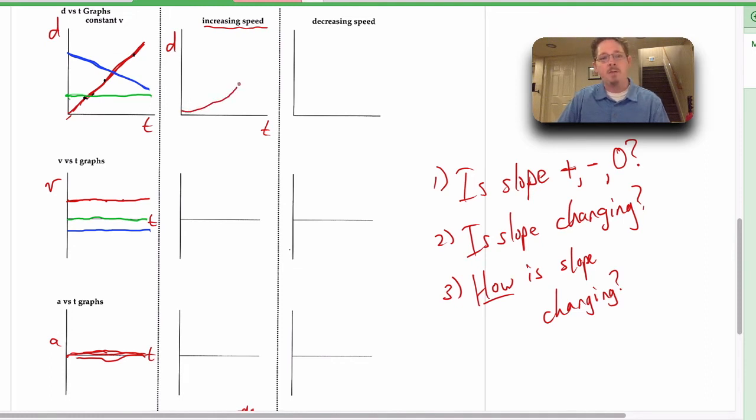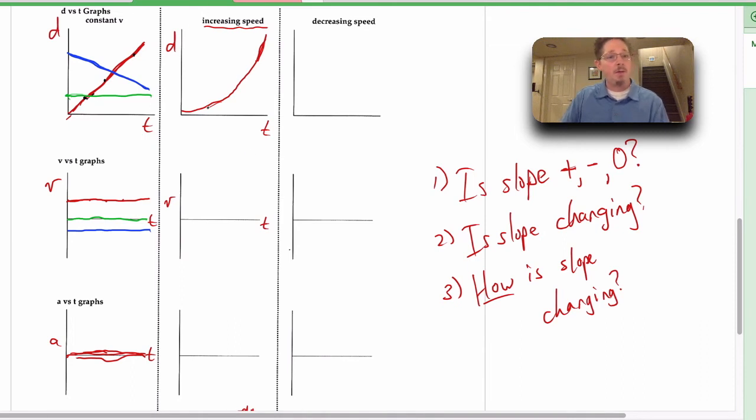But as it speeds up, as it covers more and more ground with each second that passes, then my slope is going to get steeper and steeper. Okay, well, what's the velocity graph for that going to look like? We should see a changing velocity. And when I ask myself my slope questions over here, is the slope positive, negative, or zero? We have a bunch of positive slopes here. Is the slope changing? This one is changing. Any curved line is a changing slope. Well, then the question is, how is the slope changing?